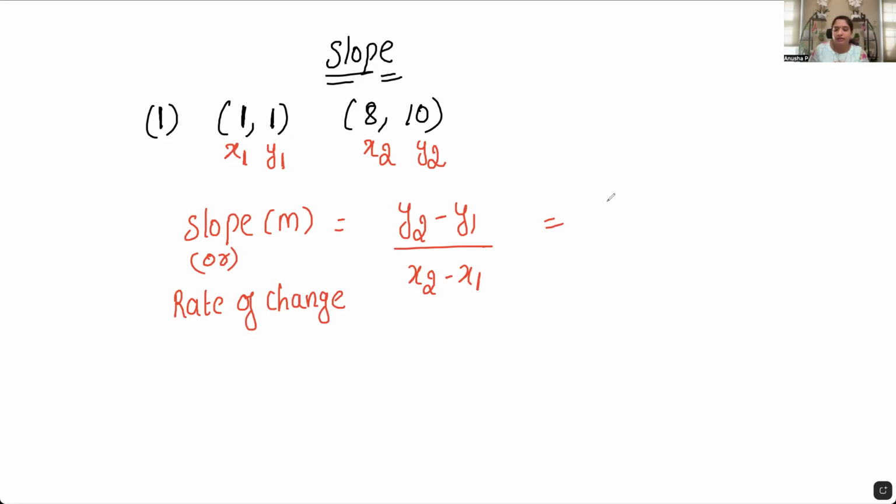Now what is y2? 10 minus 1 over x2 minus x1, 8 minus 1. 10 minus 1 is 9, 8 minus 1 is 7. Slope is 9 over 7.